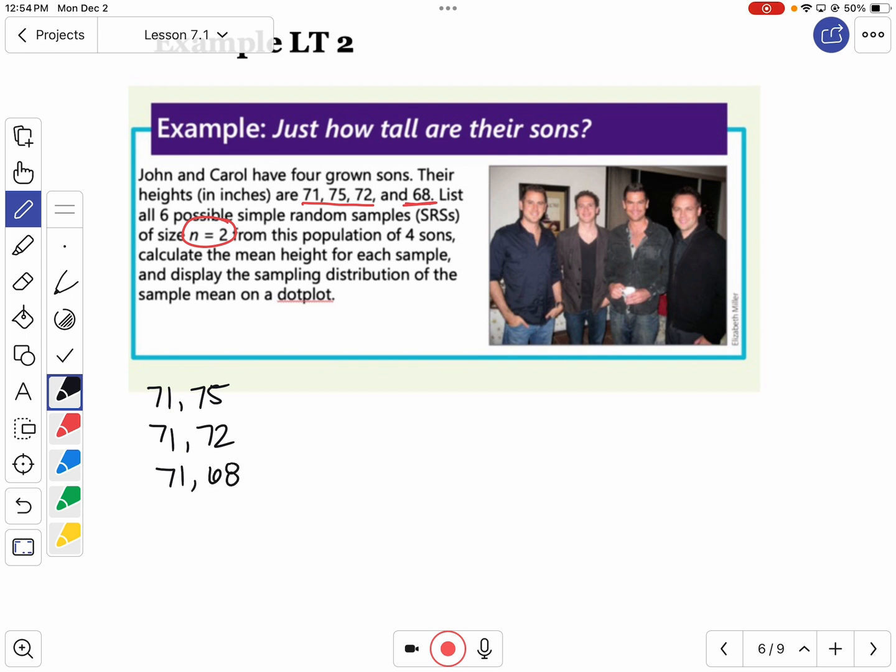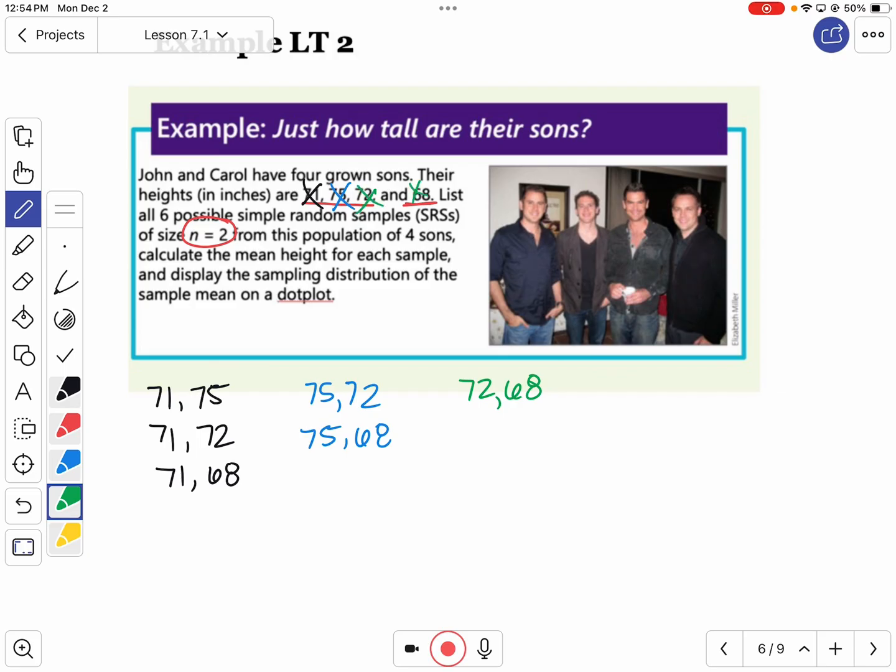Will I use the 71 again after that? No, because I've already used it. So then I start with the 75. Who can I put with the 75? 72 and 68. And then I'm done with the 75. So then what does that leave me still to put together? 72 and 68. So that's all your possibilities of 2 people in a group.